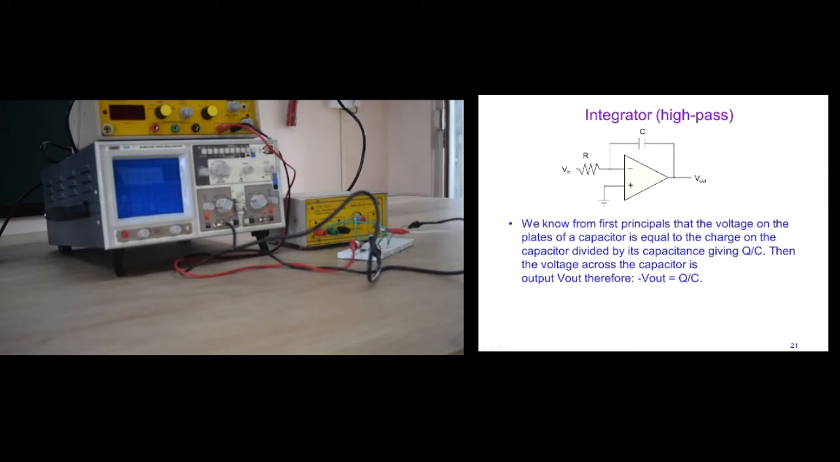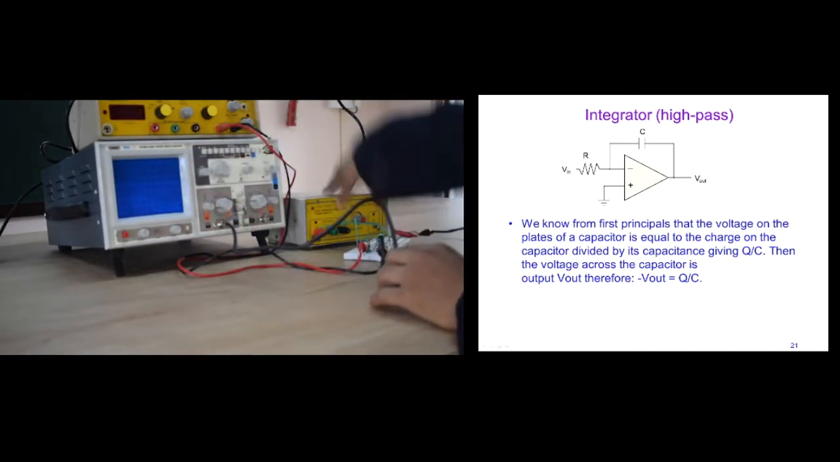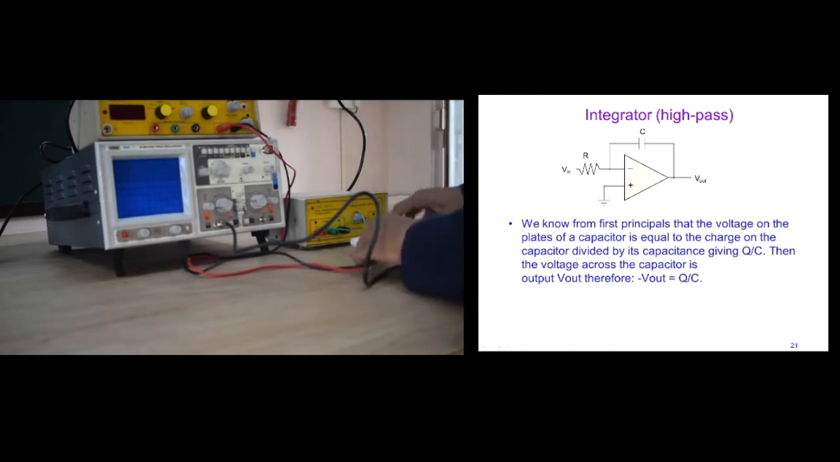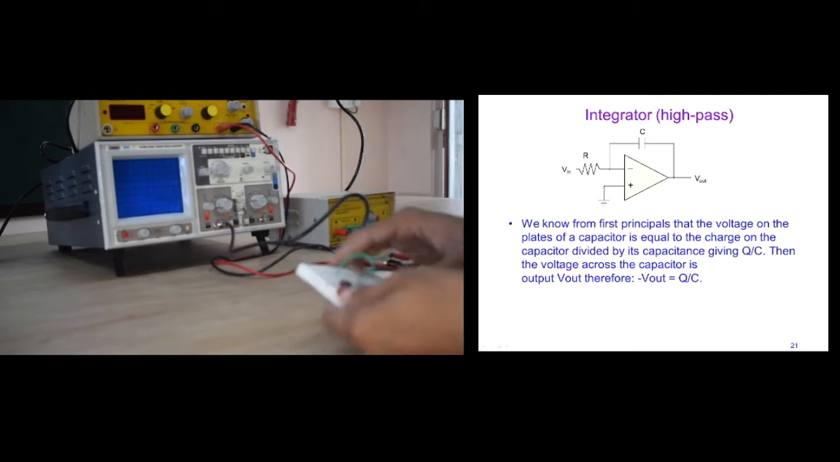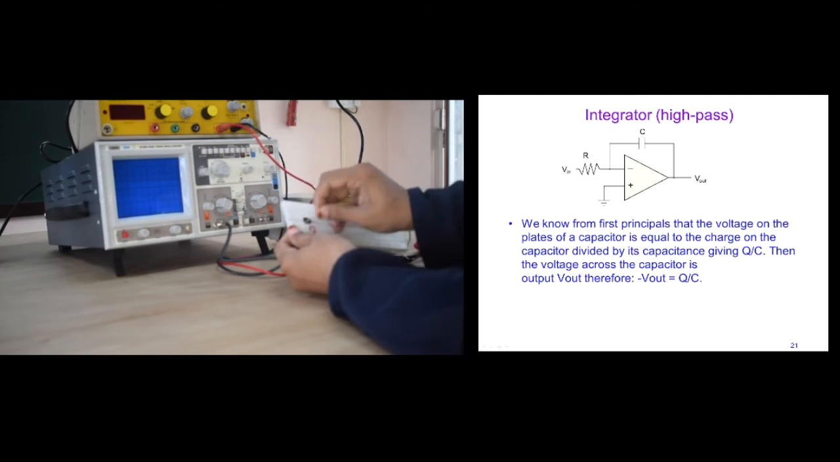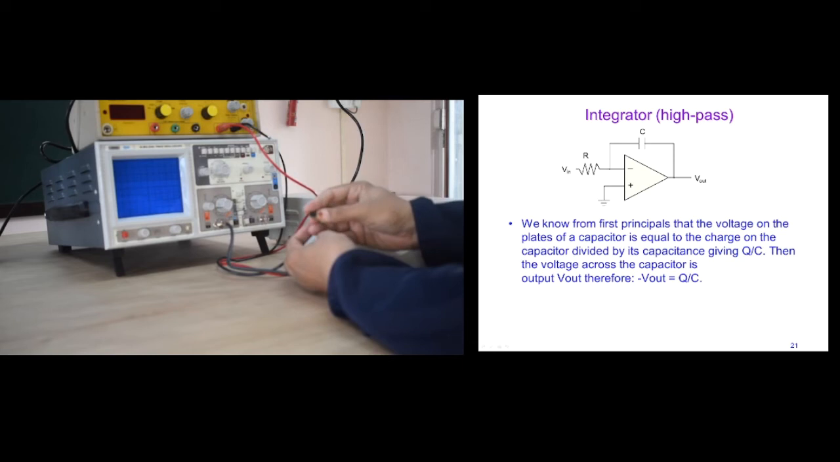You can see there are components like CRO, dual power supply, signal generator, which varies the frequency across the input resistance, and this is the circuit we have. As you can see on the circuit, there is an OPAMP, one resistor and one capacitor. This is what we call the 741 OPAMP, and we will connect it on the breadboard.